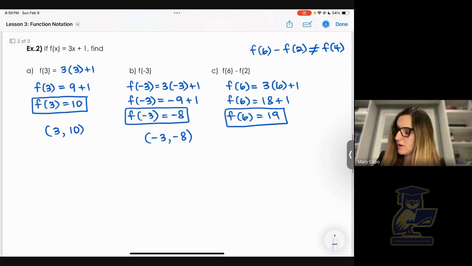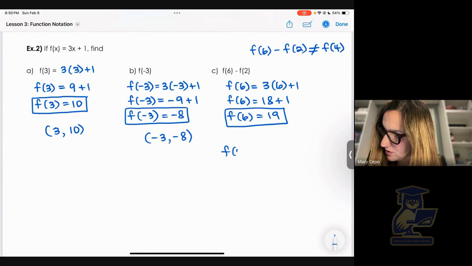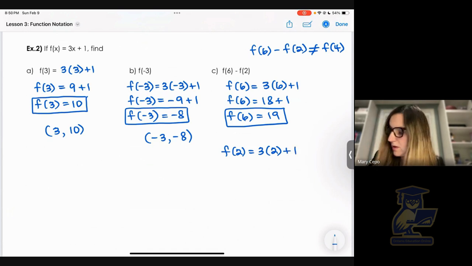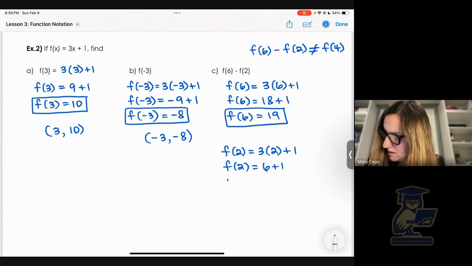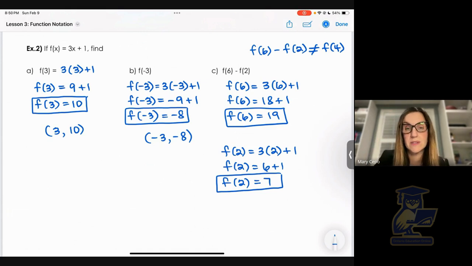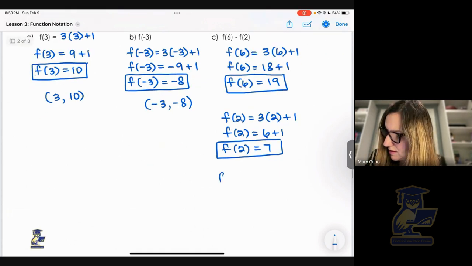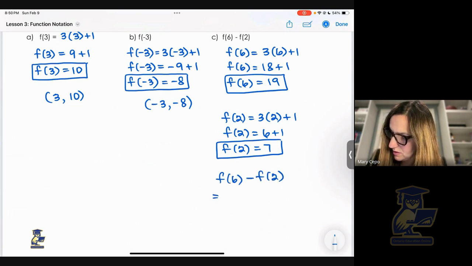We will determine now what f at 2 is. Again, when our input is 2, what is the corresponding output? F at 2 is equal to 6 plus 1. F at 2 is equal to 7. Now we can determine what f at 6 minus f at 2 would be. F at 6 minus f at 2 is equal to 19 minus 7, which is equal to 12.